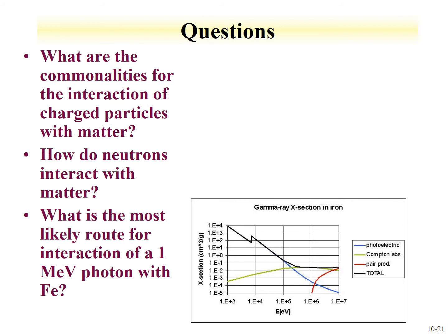So we know instantly that at 1 MeV, we're not going to see pair production. And if we look at where this occurs, the dominant process is Compton scattering for iron. This is again data for iron.